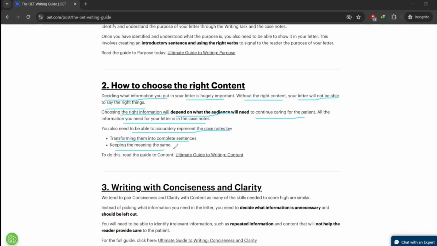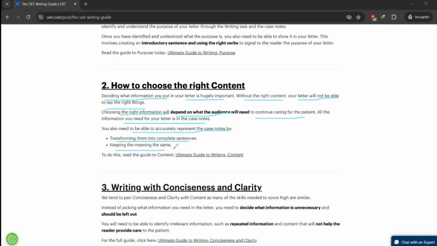For example, if in the case note it is given that BP is equal to 120/80, you have to convert it into a proper sentence that the BP of that patient was normal, or it was high, and that is 150/100, 150/90. So these are some of the information.